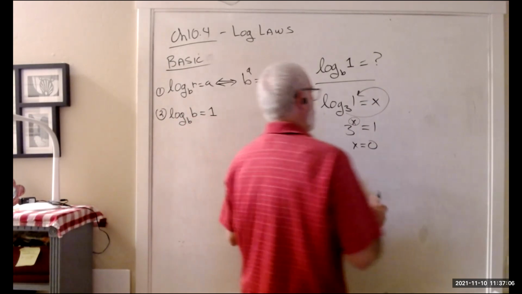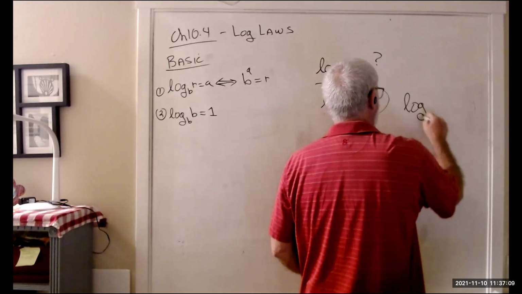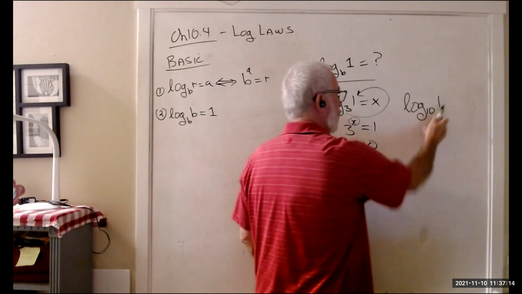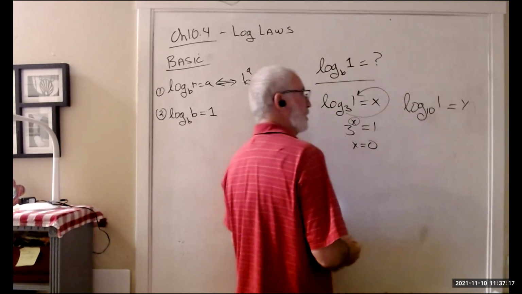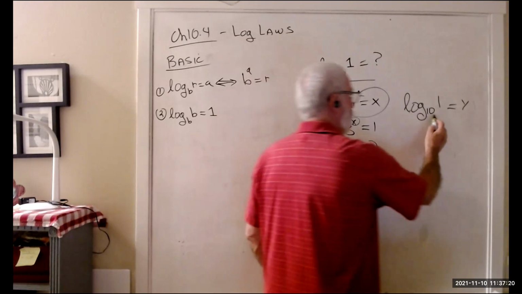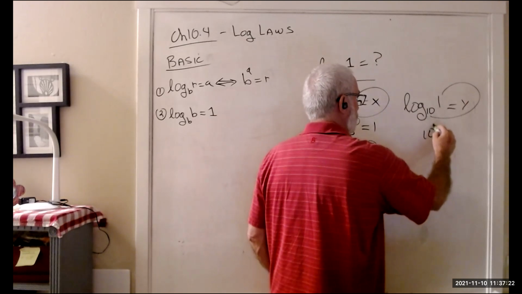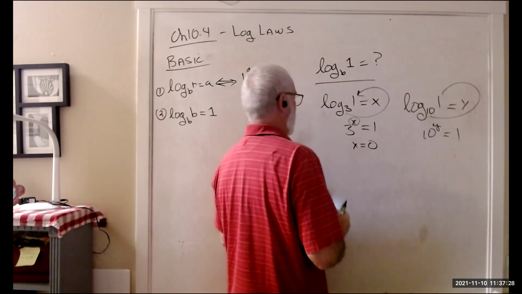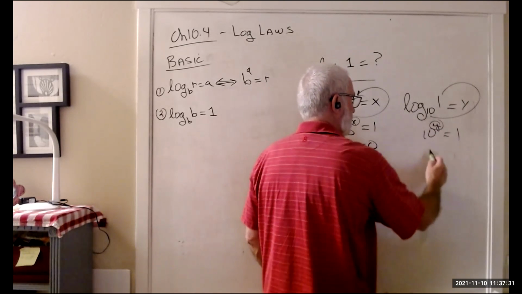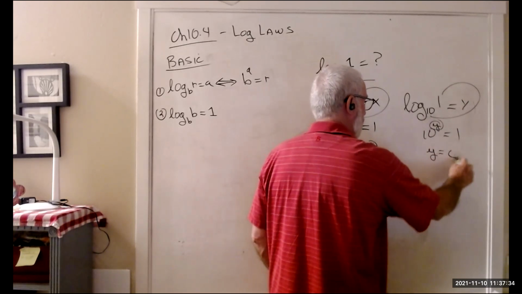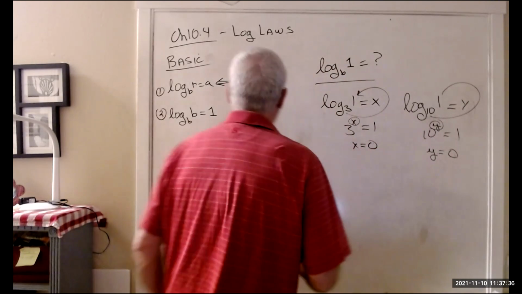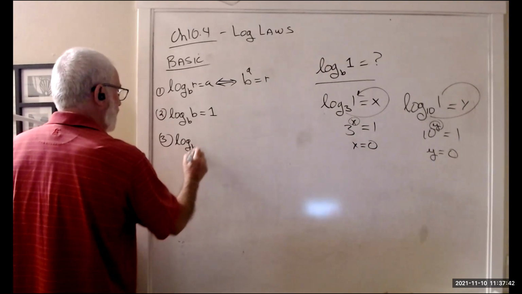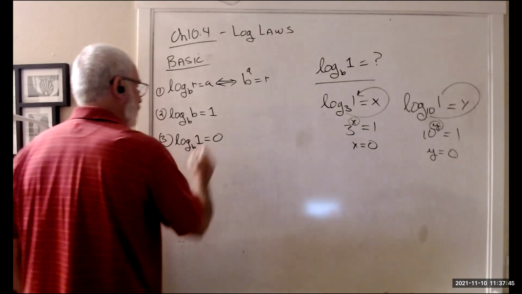Okay, fluke, maybe. Well, let's try something else. Log base 10 of 1. I don't know, it equals y. So Brabar rule, 10 to the y equals 1. Again, the only thing that y can possibly be to make this problem true is 0. So it looks like we've come up with another log law: the log base b of 1 is worth 0.